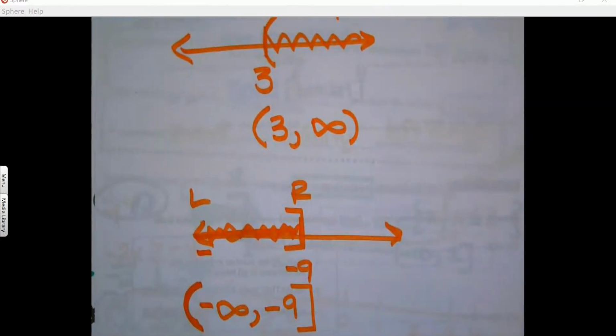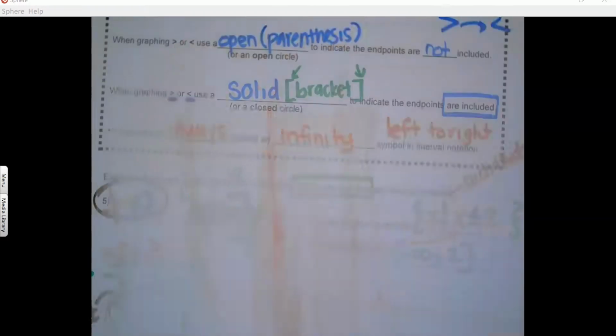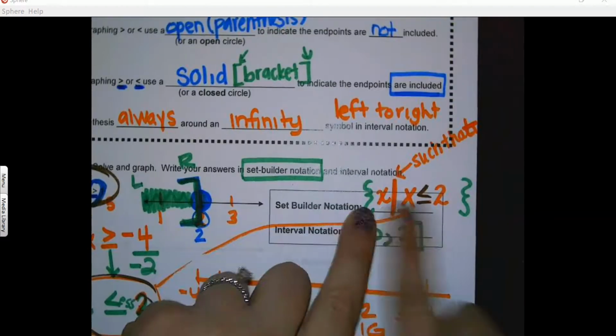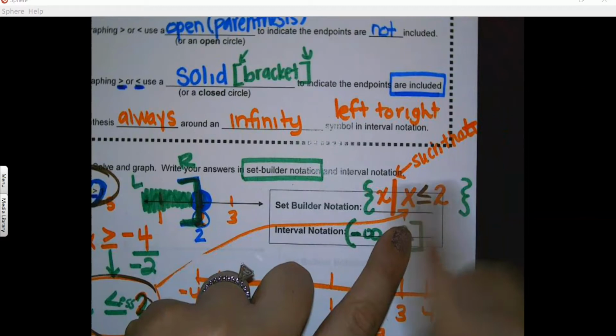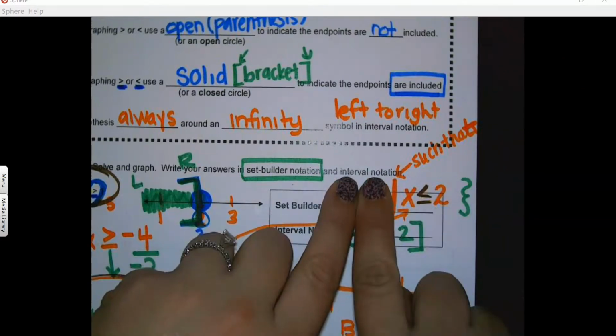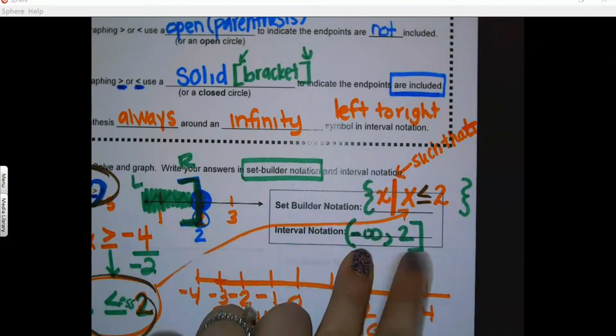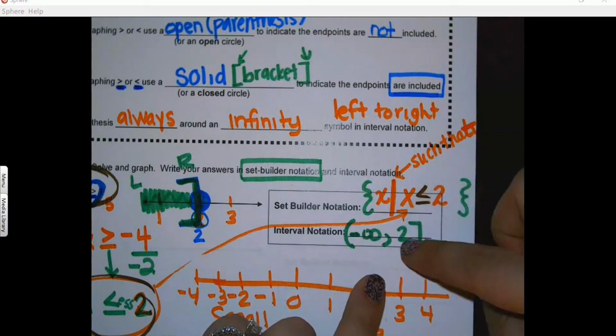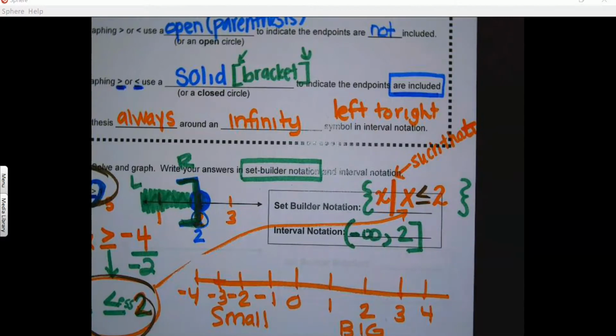Okay, so that is called interval notation. When would you do that? When the directions tell you to. So when the directions say set builder, it means this style to leave your answer. When it says interval notation, it means leave your answer in this style. We're going to practice both ways. So on a test in my class, you would leave your answer in the way that the problem asks.